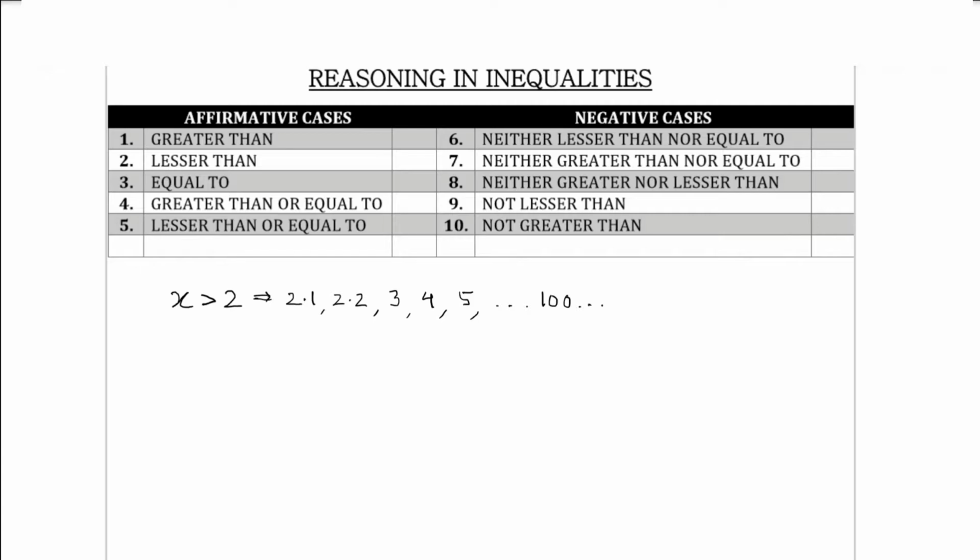Now let me take the second case here, x is less than 2. When I take x is less than 2, that means I am talking about all real numbers, because x is a real number here, which is not equal to 2, which is not greater than 2, but at the same time it is less than 2. So which numbers are we talking about? We are talking about numbers like minus 100, let's say minus 2, 0, 1, 1.8, 1.9, etc. such that the limiting value here is 2.